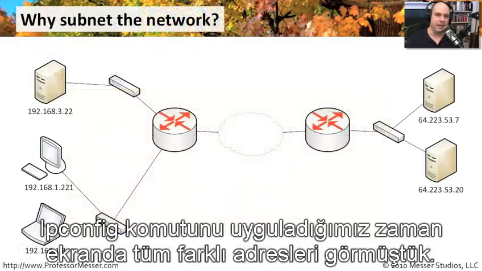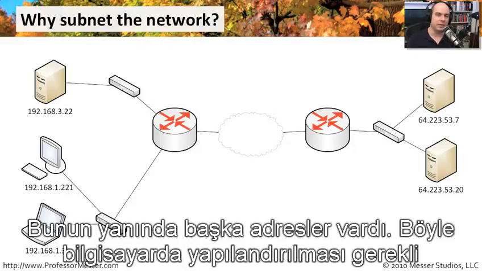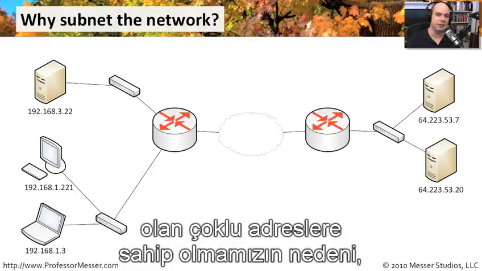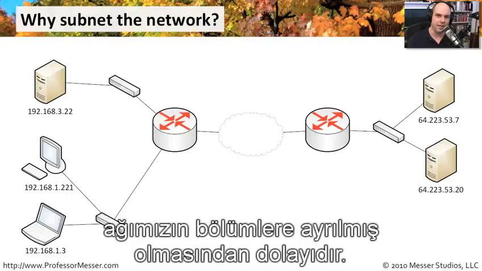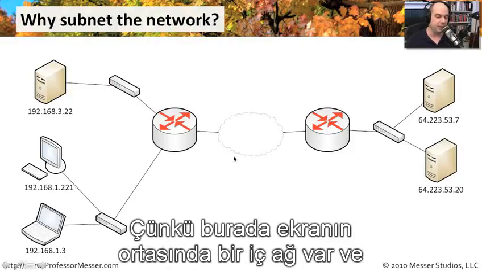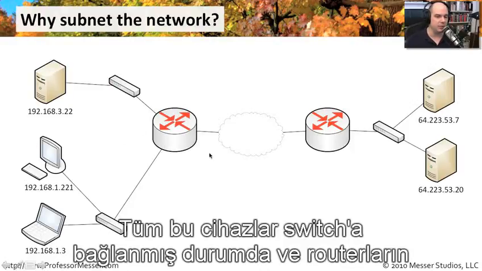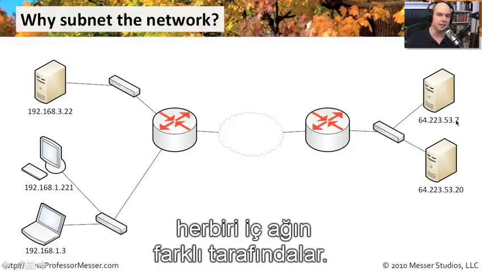When we did an IP config and we looked at all of the different addresses that were there, we saw more than just one IPv4 address. There was a subnet mask, there was a default gateway, and there were some other addresses as well. And the reason we have these multiple addresses that must be configured on your computer is because our networks are segmented. We have this subnetting of the network that we've done, and that's because we have an internet in the middle of our screen here, and we have routers connected to this network, and we have all of these devices that are plugged into switches and routers on either side across the internet.